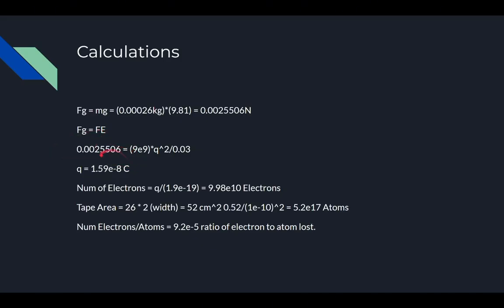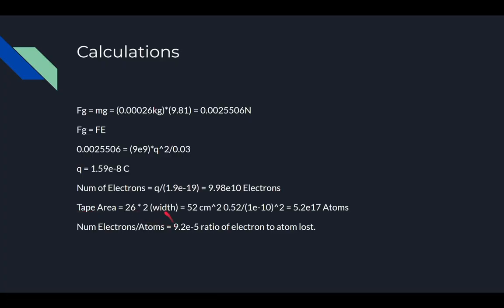So then we can set this gravitational force equal to Coulomb's law, which is K times Q squared, since we're assuming the tapes have the same charge, divided by this distance squared. And so we end up getting Q is equal to 1.59 times 10 to the negative 8th. And yes, there's supposed to be a little square right here. And the number of electrons is equal to the charge divided by the charge of 1 electron, which we end up getting 9.98 times 10 to the 10 electrons.